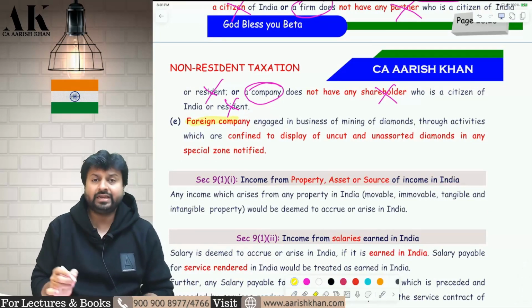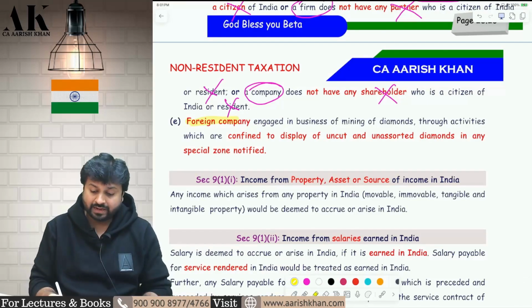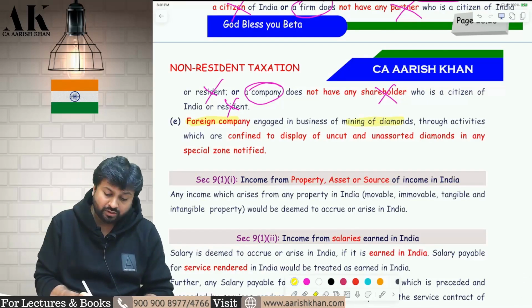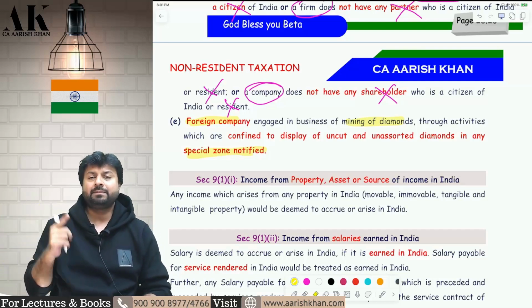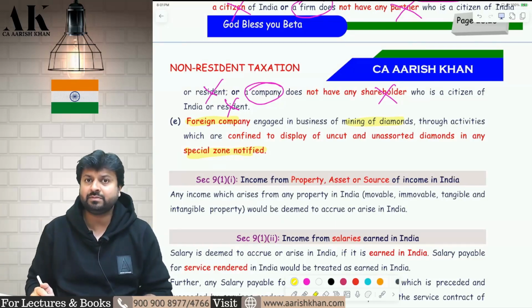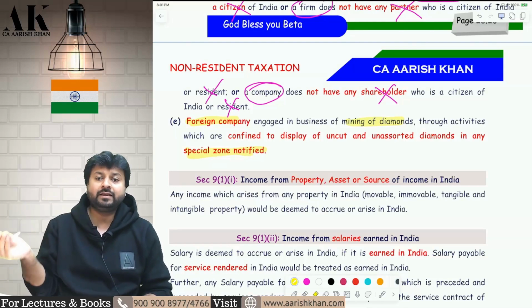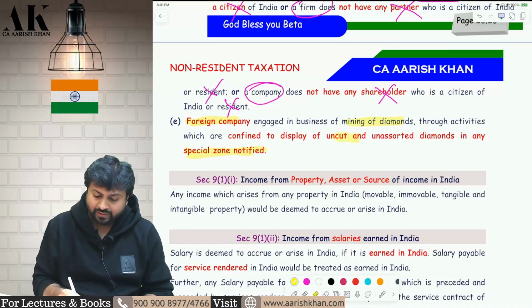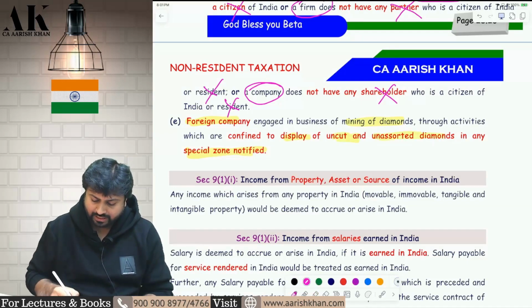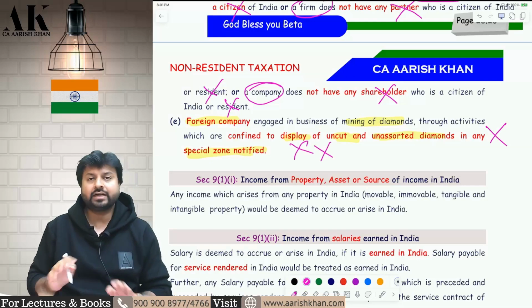If a foreign company engaged in mining of diamonds is coming to a special notified zone in Mumbai, BDB, Bharat Diamond Bourse, which I have told you in class, it's a diamond market in Bombay, BKC, Bandra Kurla Complex. Therefore, if a foreign company is coming to India for display of its uncut and unassorted diamonds, then that is not subject to tax.